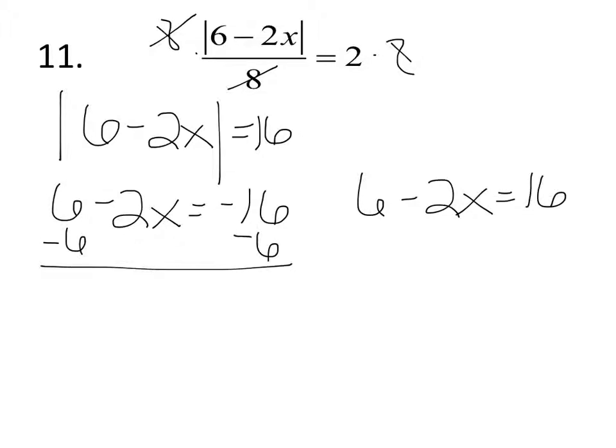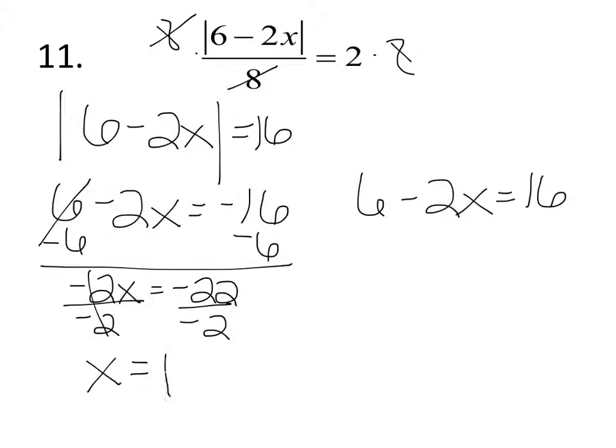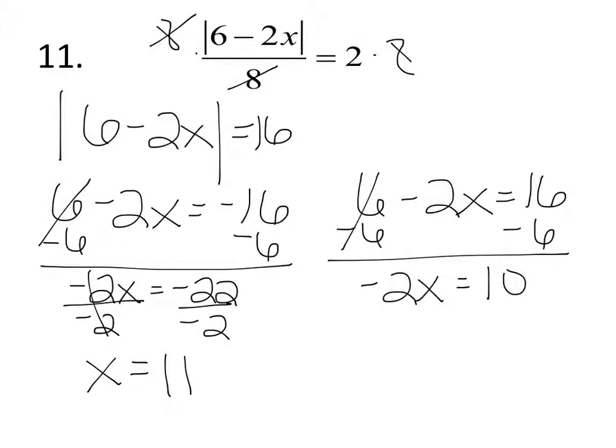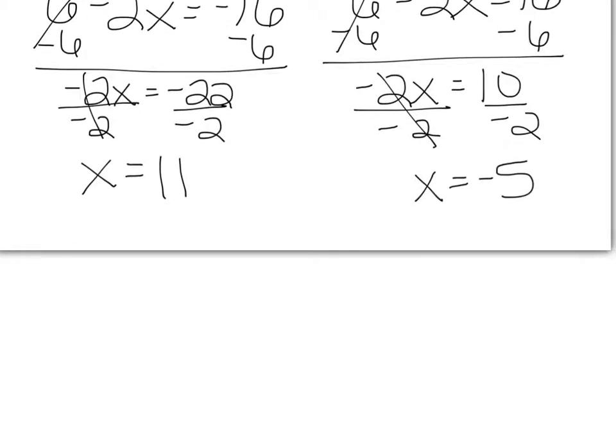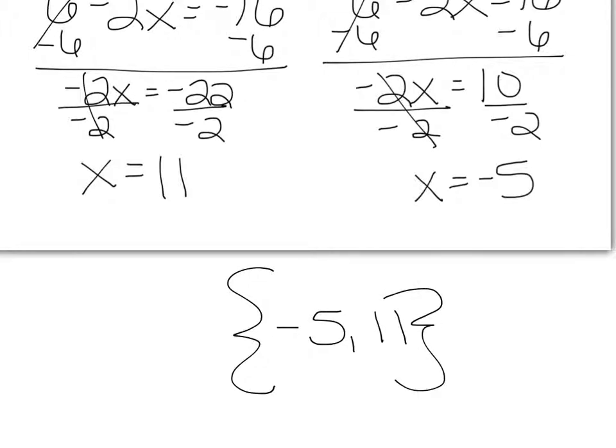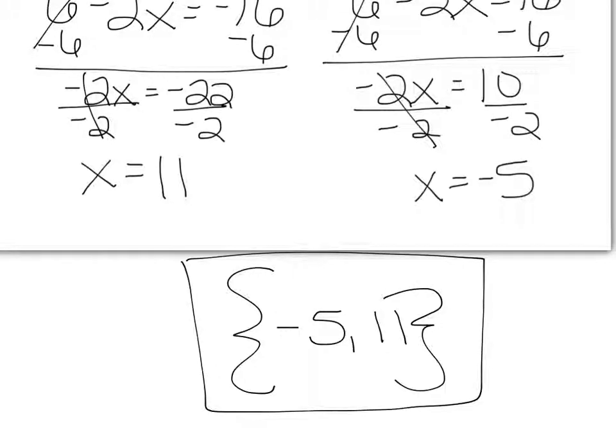Now solve for x by subtracting 6 from both sides, giving you negative 2x is equal to negative 22. Then divide both sides by negative 2, giving you x is positive 11, because a negative over a negative is a positive. Subtract 6 from both sides on the other equation. You get negative 2x is equal to 10. Divide both sides by negative 2, and you get x is equal to negative 5, because a positive divided by a negative is a negative. So your solution set is negative 5 and 11.